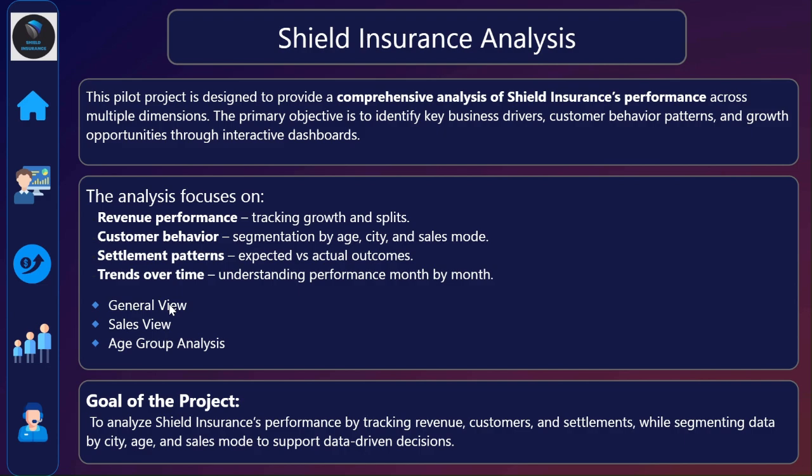We have three views. The first is a general view for overall revenue and customer analysis. The second view is the sales view, for detailed insights on revenue and customers by sales modes. The third one is the age group analysis, for understanding policy performance, settlements, and sales by different age groups.